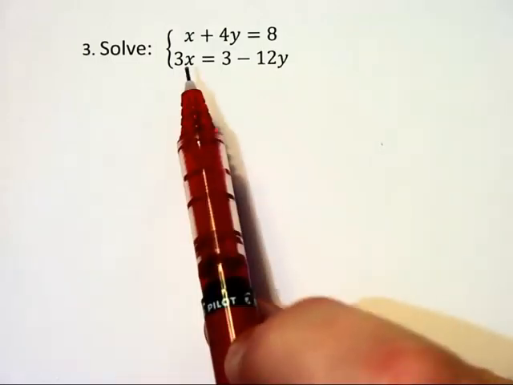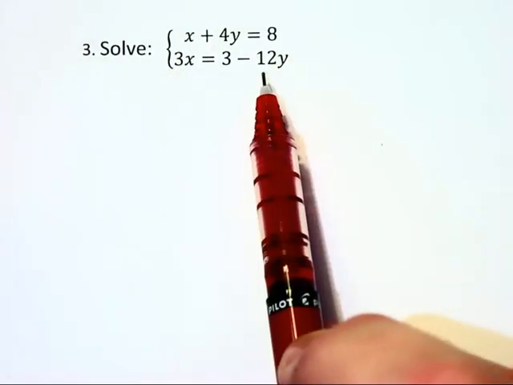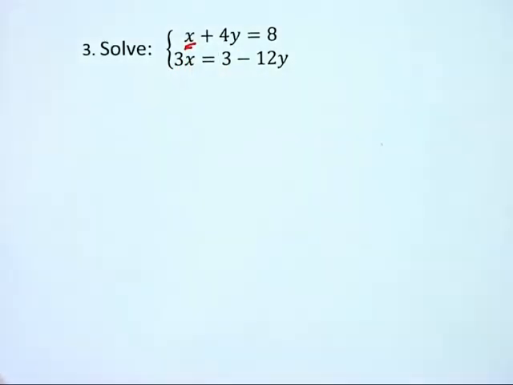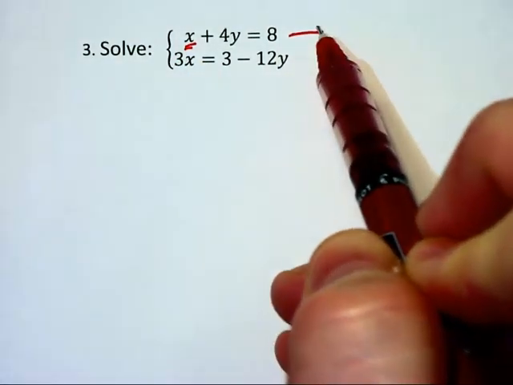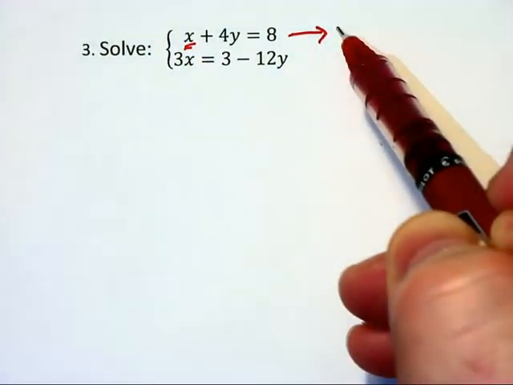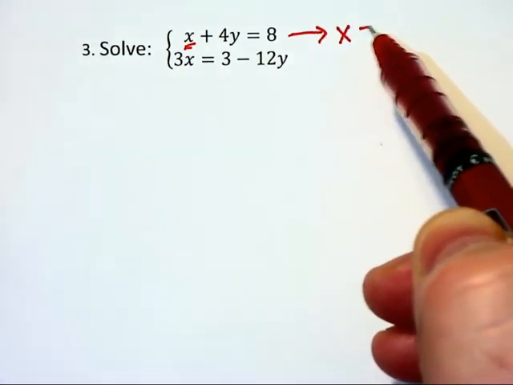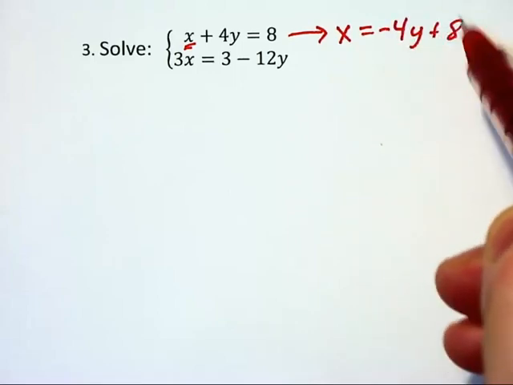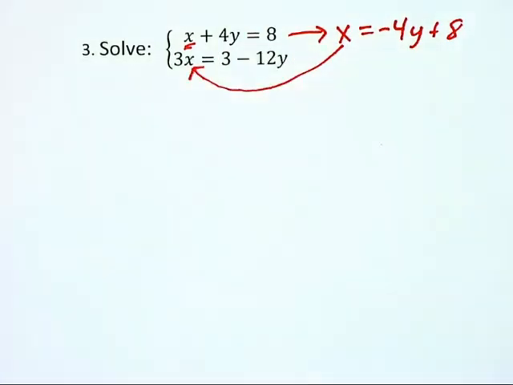In this third problem, we'd like to use substitution, but we don't see an x equals or y equals directly. But notice how the x is by itself in the first equation, without a coefficient. That tells me it would be easiest to isolate the x, subtracting 4y on each side, to have x equals negative 4y plus 8. And I would then use that to substitute into the second equation.